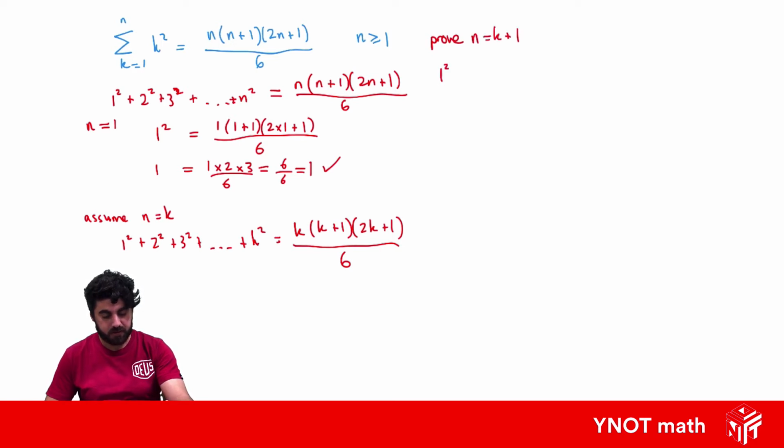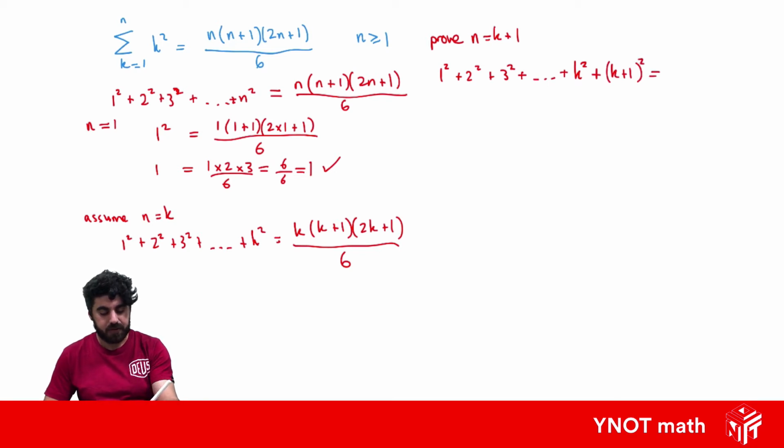So we're going to get 1 squared plus 2 squared plus 3 squared. And always when we're proving a sum true for n equals k plus 1, we like to write the term before, which will just be k squared, plus our last term now of k plus 1 all squared. And we're going to substitute n equals k plus 1 for n. So we're going to get k plus 1 times k plus 1 plus 1 times 2 outside of k plus 1 plus 1 all over 6.